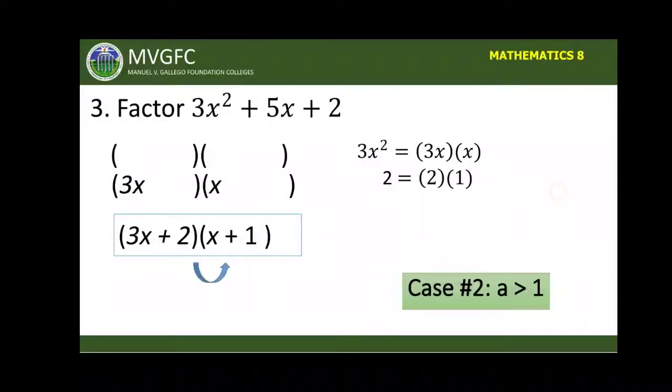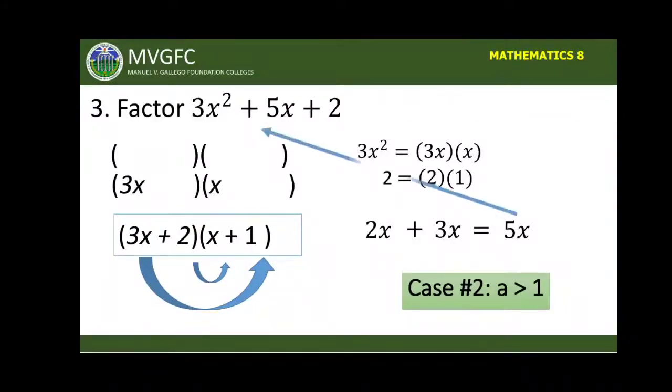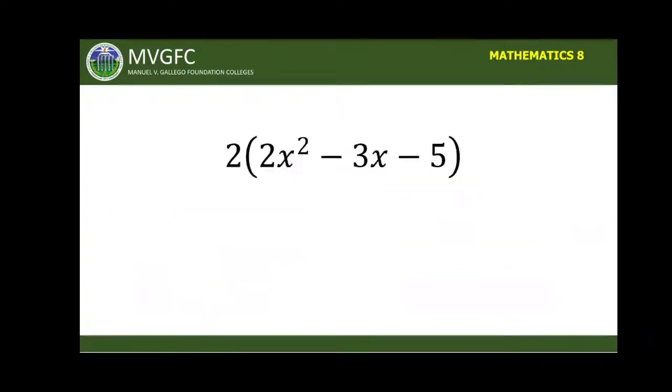Try to use the FOIL method. Okay? So, we have 3x multiplied by 1, that is 3x. And 2 multiplied by x, that is 2x. When you add 2x plus 3x, the result will be 5x. And that is our middle term. So, our answer is that when you factor 3x squared plus 5x plus 2, the result would be quantity 3x plus 2 multiplied by quantity x plus 1. Okay?